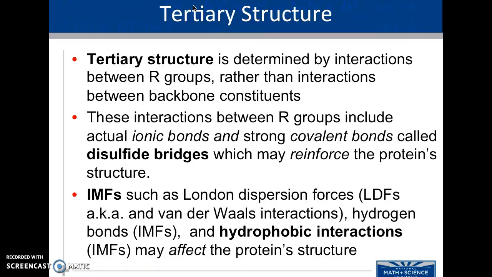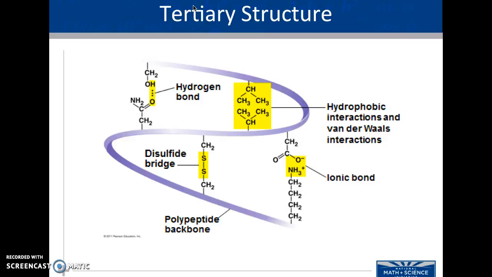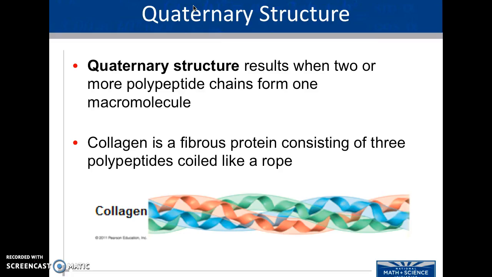Tertiary structure is going to vary a ton because we have all these different R groups. Some R groups are going to have ionic bonds or form strong covalent bonds. Some will have intermolecular forces or hydrophobic interactions and repel from each other. It all really depends on what the R groups are. But we see a hydrogen bond forming, we see hydrophobic interactions, we see an ionic bond, a disulfide bridge. It really varies. The quaternary structure results when 2 or more polypeptide chains form one huge macromolecule.